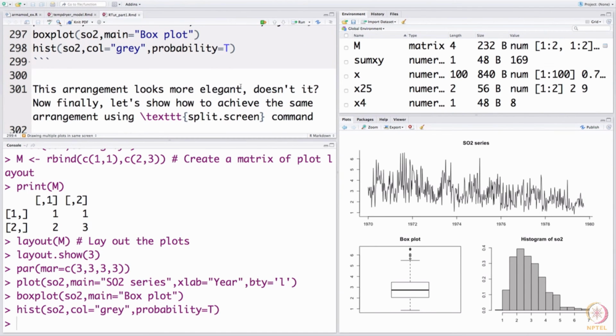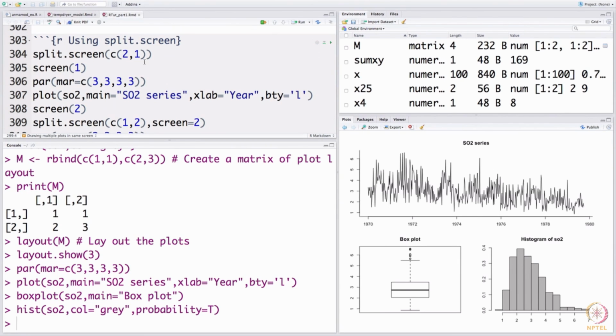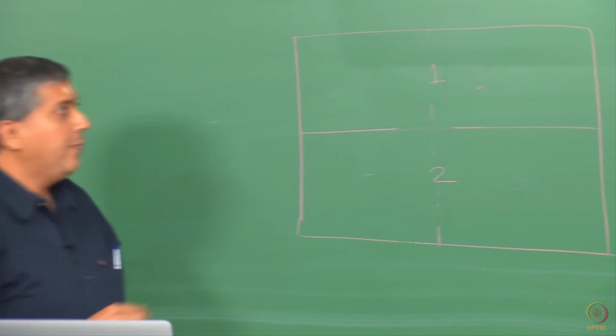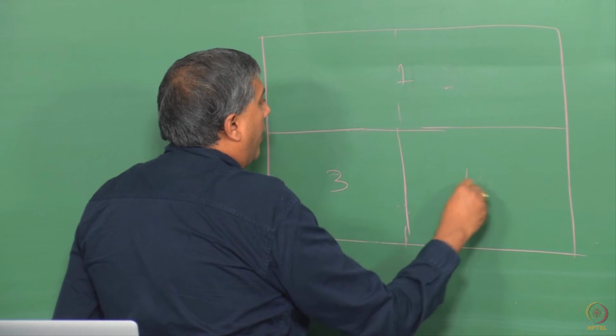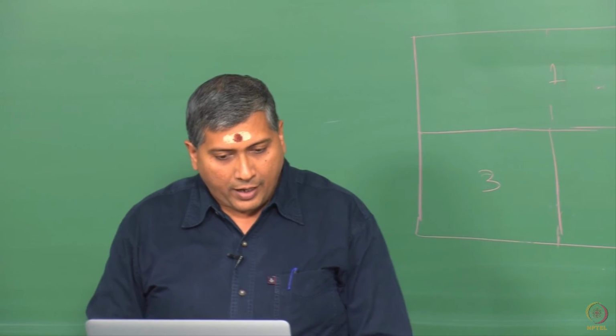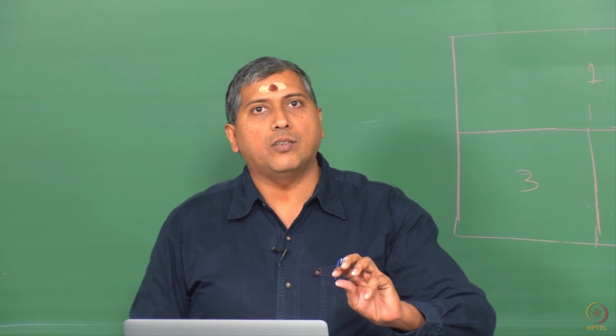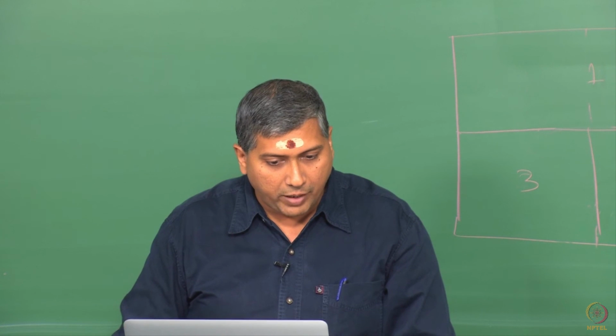And finally, what you can do is you can achieve the same thing with split.screen, where you are splitting the screen. So, the way I am doing it is I am splitting the screen initially as 1 and 2, right. I am splitting it this way. Then I further split the second screen. Of course, R numbers it as 3 and 4, because the one behind this is 2, right. And the nice thing about split.screen is you can specify in which screen which plot has to go, and that is done by the screen routine.